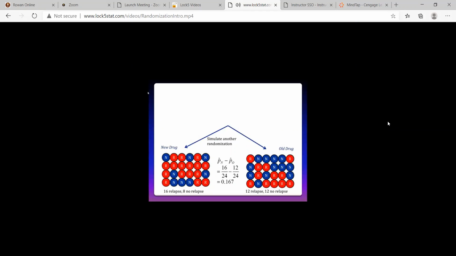We can do this again if you want, and we get a difference in proportions of 0.25. So ideally, we'd like to repeat this process many, many times to really get an idea for whether our observed difference in sample proportions is actually extreme.